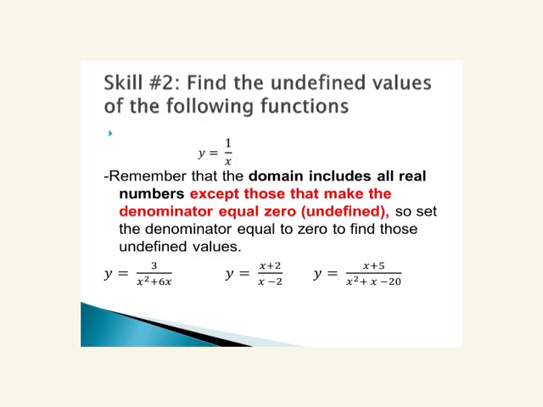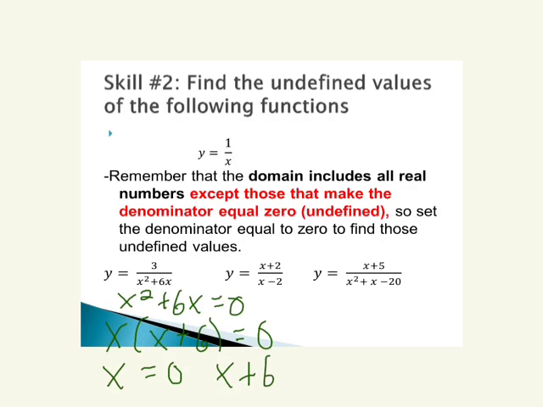So if you want to find the undefined value, you just have to understand that the denominator can't equal 0. So to find the undefined values, all you do is you simply take the denominator, set it equal to 0, and solve the equation. So to find the undefined values of example number 1, I take the denominator, I set it equal to 0, and I solve. I can solve this one by factoring. I could pull an x out, and then I could set each factor equal to 0. And what are the two values that make number 1 undefined? Well, 0 and -6. So the two undefined values for this function are 0 and -6.